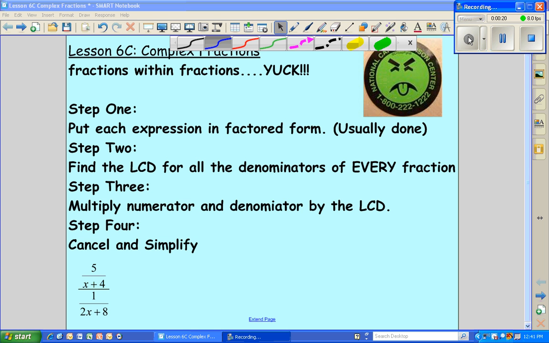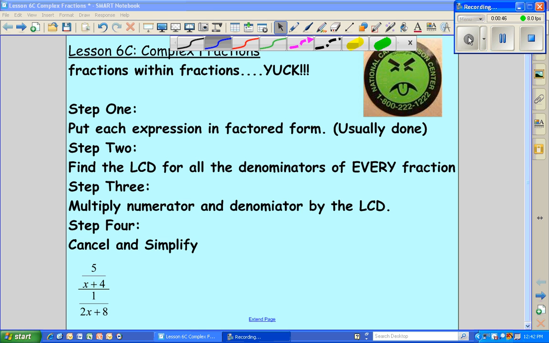So the way you're going to go about doing that is you're going to put each expression in the factored form if it's not already done for you. That means you might have to find a GCF. You'll factor difference of squares, your sum and difference of cubes. You might be working with trinomials with or without leading coefficients, and you might even have to do some factor by grouping. So all of those methods that we've already gone over are going to come back into play with this chapter.